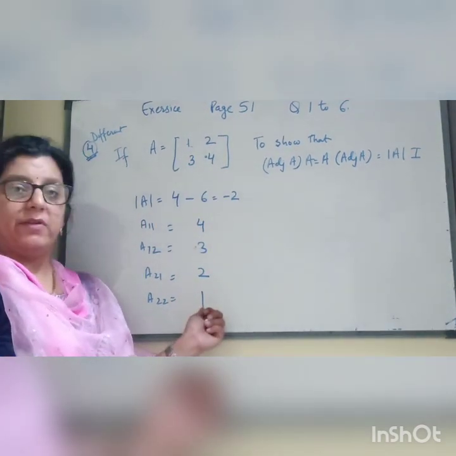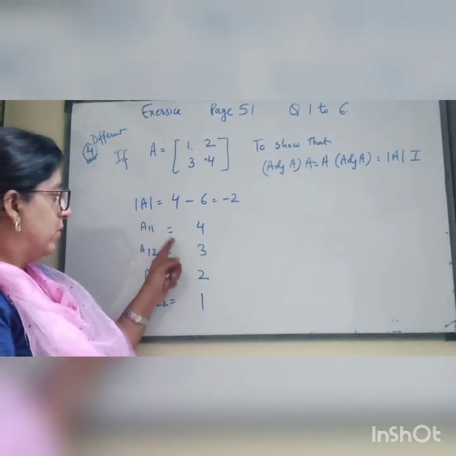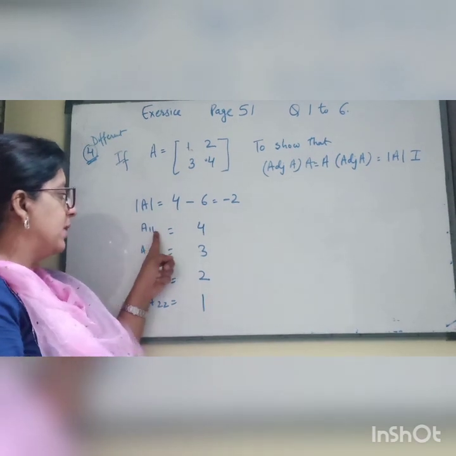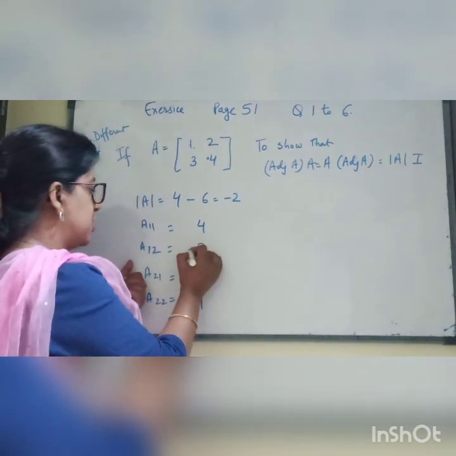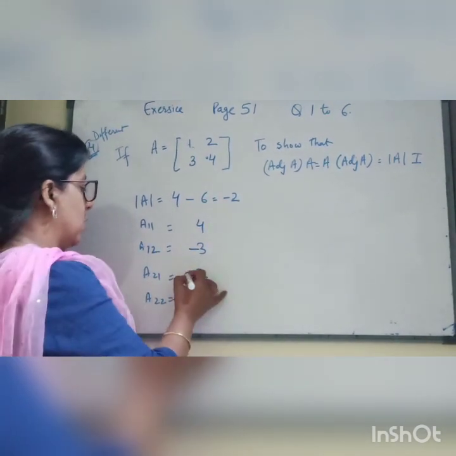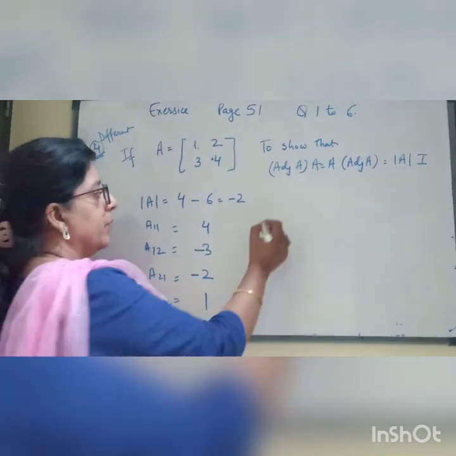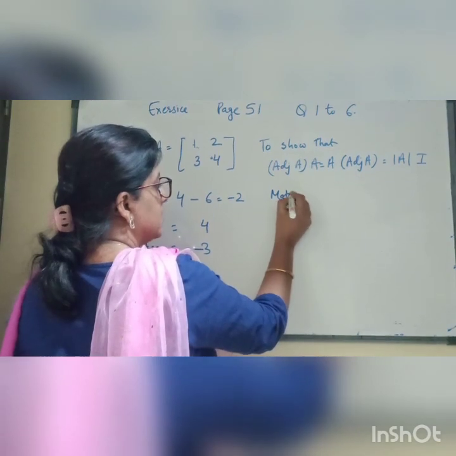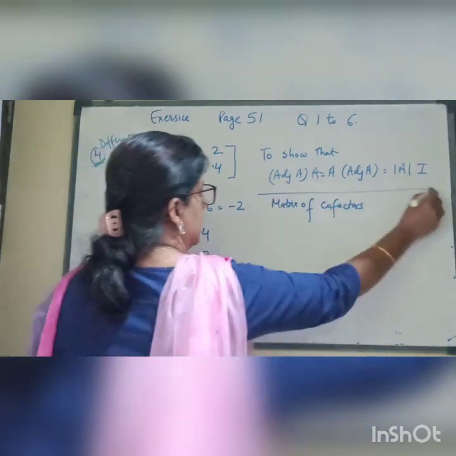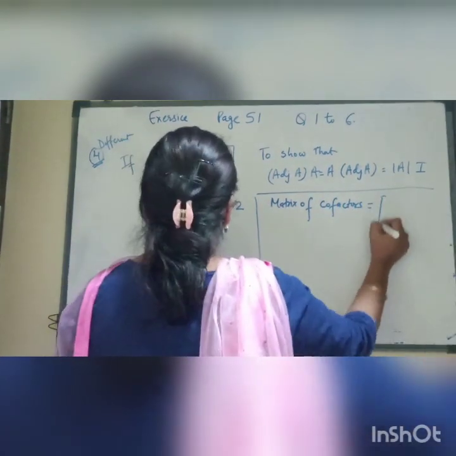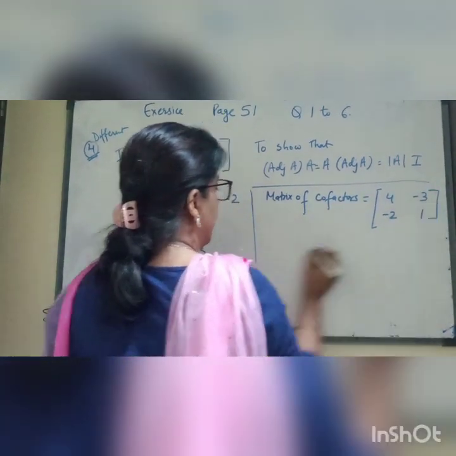Now in this I have written the cofactors directly, so we have to see the sign. Where do we have to change the sign? 1 plus 1 is 2, an even number, no need to change the sign. 1 plus 2 is odd, change the sign. 2 plus 1 is 3, odd, change the sign. 2 and 2 is 4, it will remain. So now next is the matrix of cofactors: 4, -3, -2, 1.